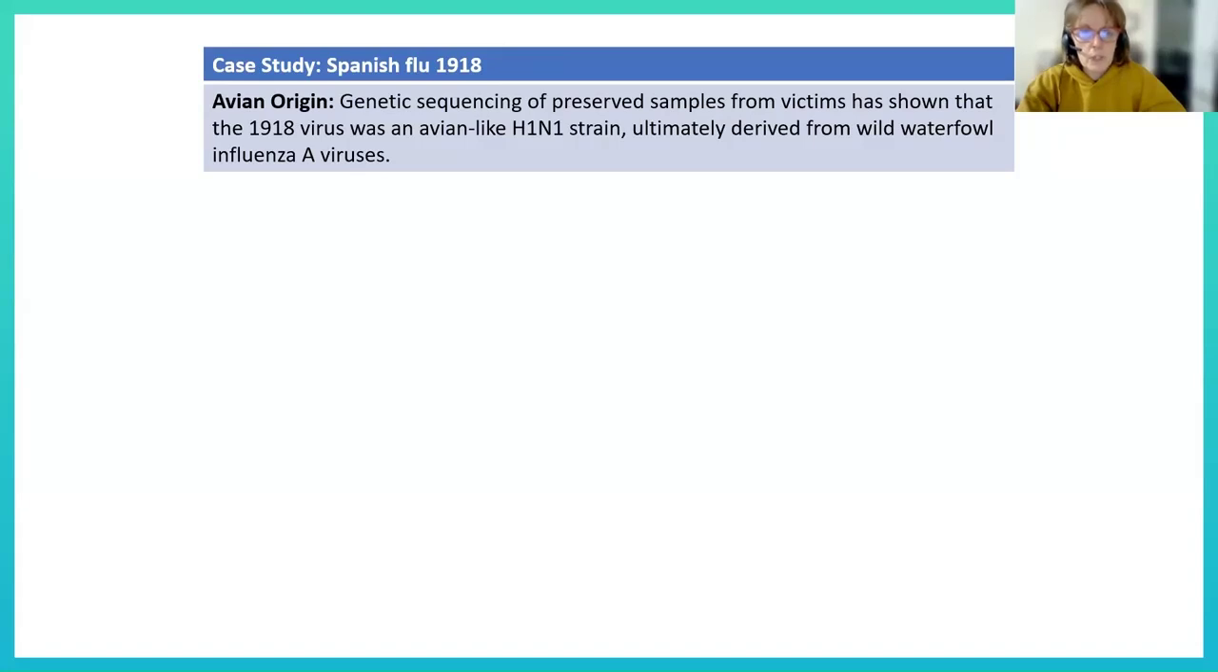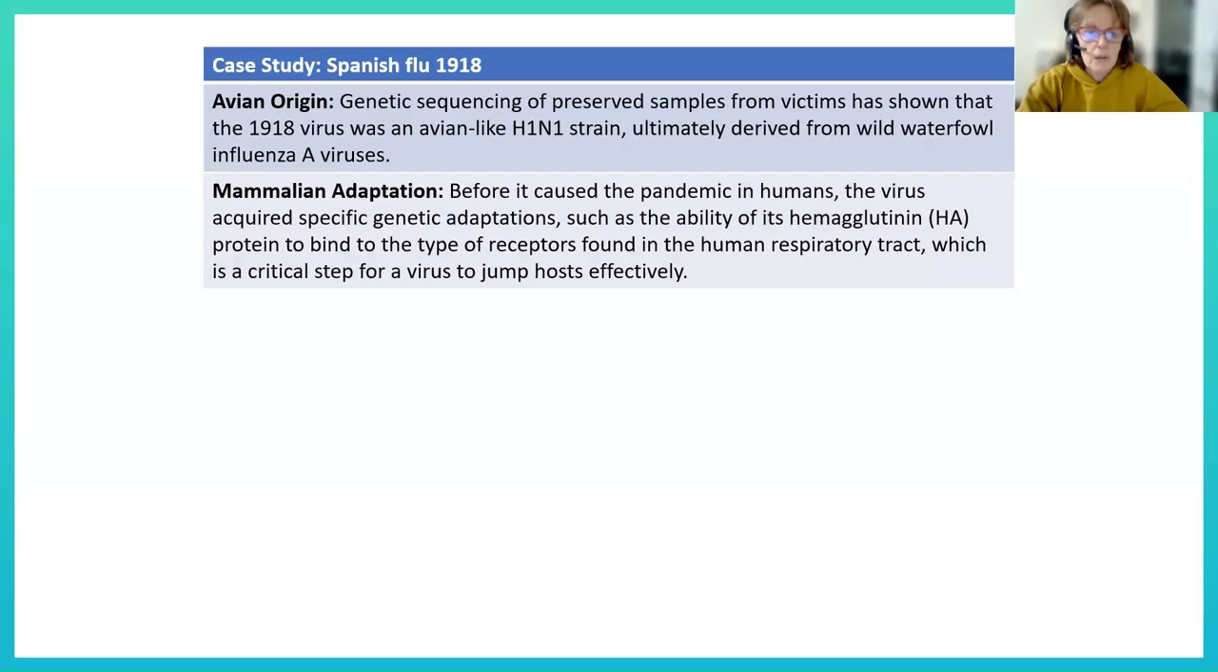With the Spanish flu, genetic sequencing of victims has shown that it was an avian strain, H1N1. Remember, those are the proteins on the surface, the hemagglutinin and neuraminidase. That's where the H and the N come from. It's the proteins on the surface that change, and we can identify these flu types from the different surfaces. The original flu came from a wild waterfowl influenza A virus. Before it caused the pandemic in humans, it had to get some adaptations, such as the ability of one of its proteins, the hemagglutinin, the H, to bind with specific receptors in the human respiratory tract cells.